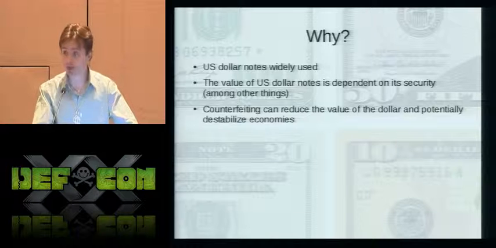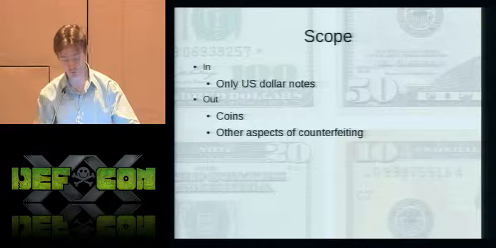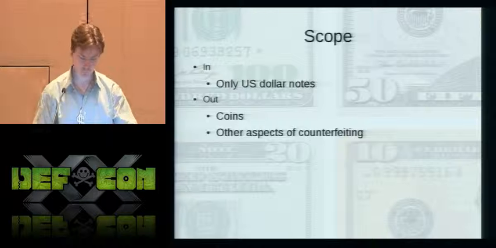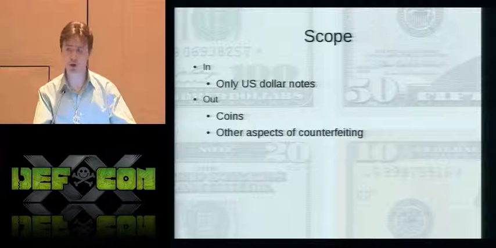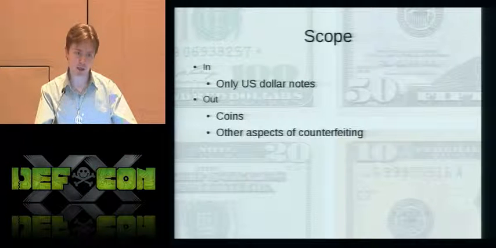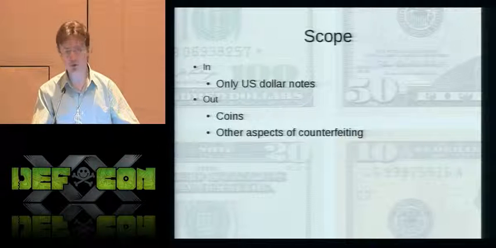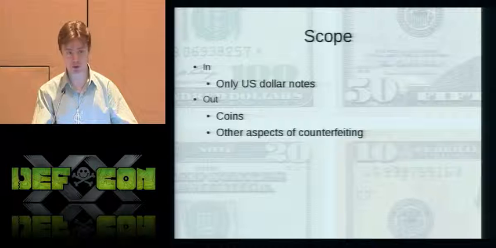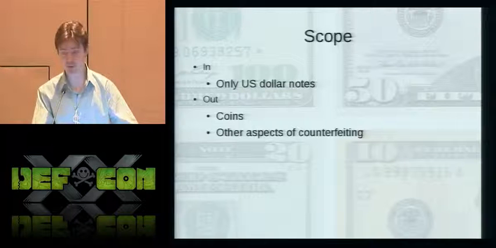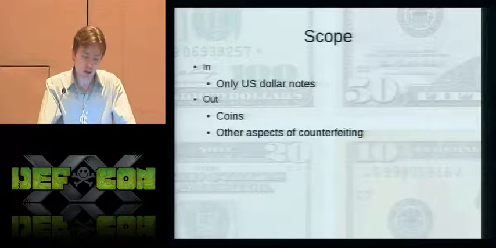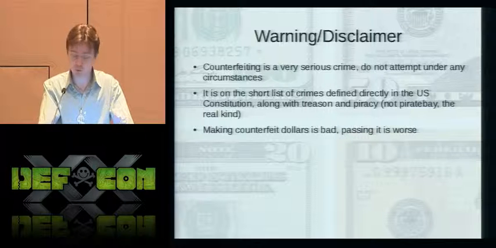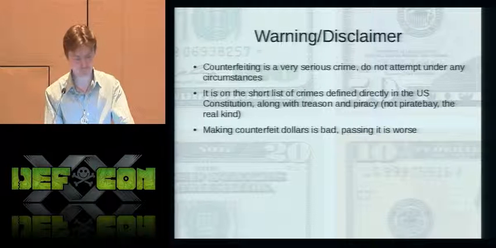This has been done in the past in wars including World War II, the Civil War, and the Revolutionary War. Now for this talk, I'm only going to be talking about US dollar notes, and as far as counterfeiting, I'm only going to talk about counterfeiting attacks in regards to the analysis of the features on US currency. So this will not be a how-to as far as counterfeiting, and I'm not going to be talking about coins or any other currencies.